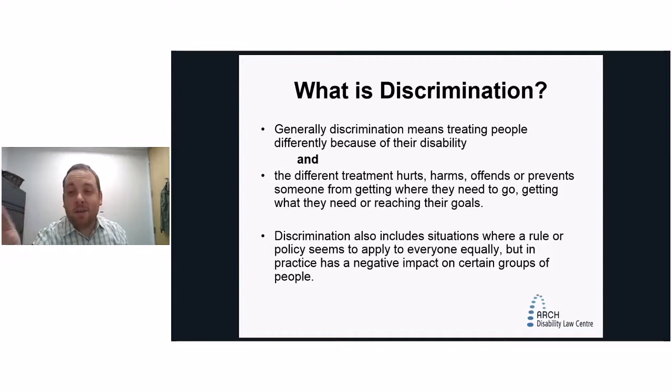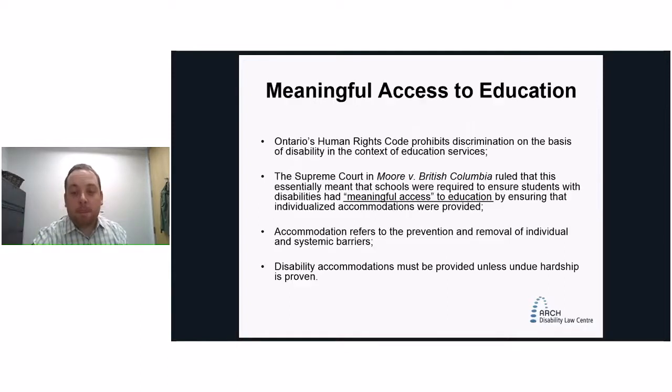I don't think I stated that in the most simple terms, so maybe I'll say it again. Basically, the Human Rights Code requires equal access to education, and if accommodations are required to get that equal access, then they have an obligation to provide those. That's normally the way discrimination shows up in the school system.